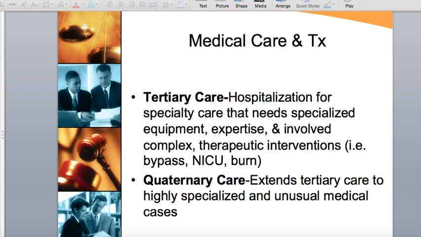Tertiary care centers are hospitalizations for specialty care that need specialized equipment, specialized expertise, and involve complex therapeutic interventions such as bypass, newborn intensive care service, or perhaps admission into a burn unit. When we're thinking about quaternary care, that extends tertiary care to highly specialized and unusual medical cases.